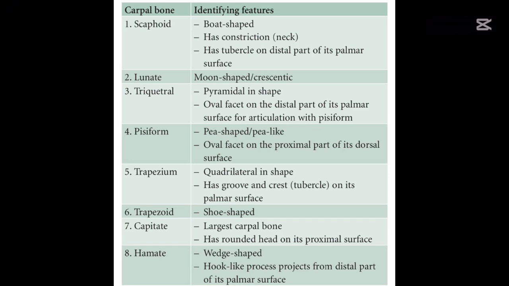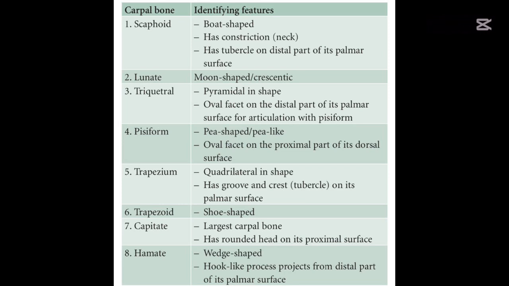The largest carpal bone is called the capitate. Capitate is the largest carpal bone and the first bone to ossify. The one that fractures easily is scaphoid. The one that dislocates easily is lunate. The last bone to ossify is the pisiform. Don't forget it.